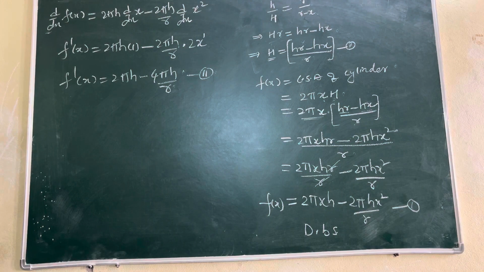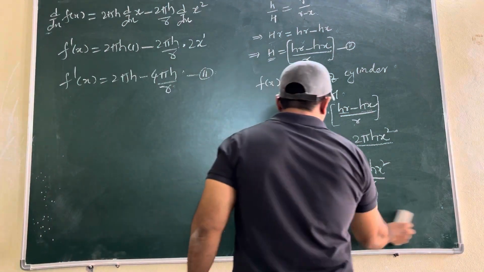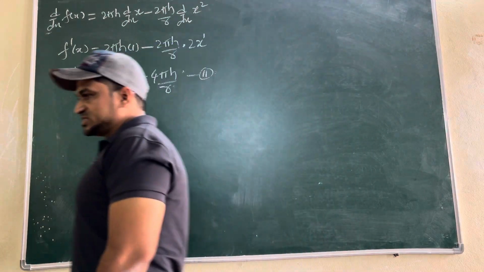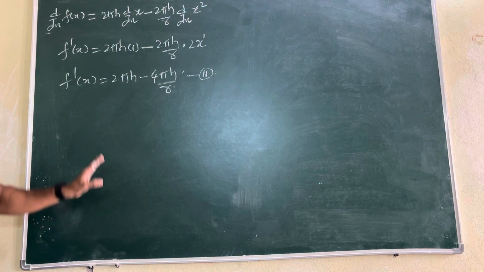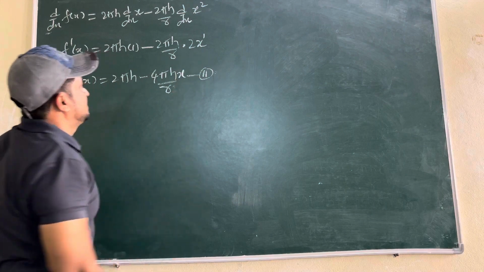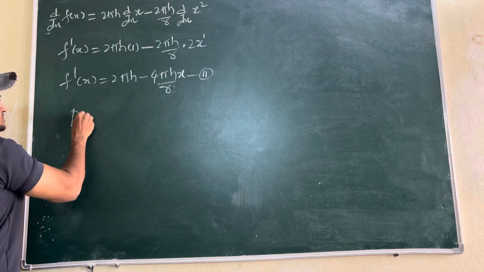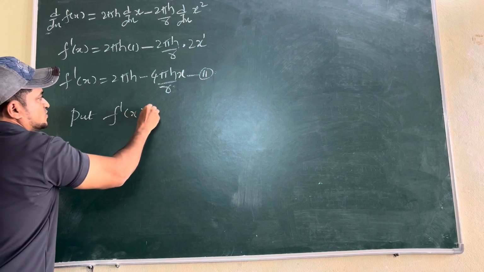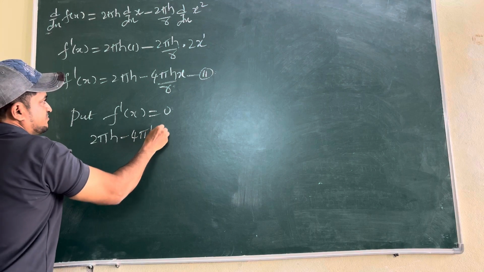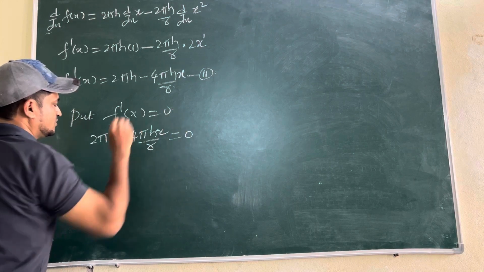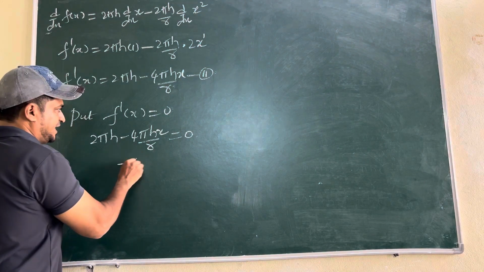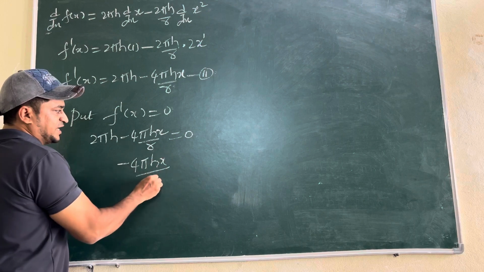Once we got f dash of x, what will we do? We'll equate that f dash of x with 0, because we are maximizing this one. Now put f dash of x equals to 0. So 2 pi H minus 4 pi H x by r is equal to 0. We need to take the x term on the left side, and the remaining terms we can send to the right side, because we will find the x value.